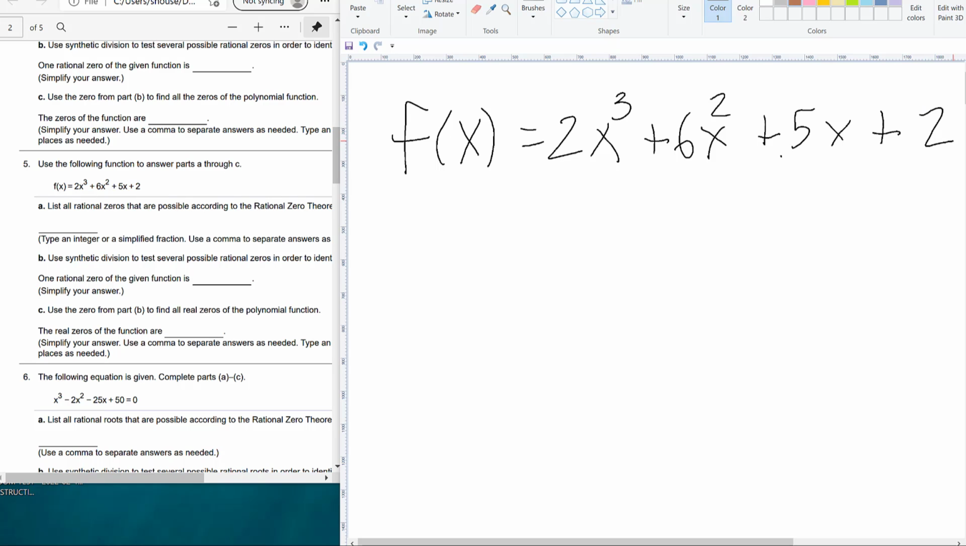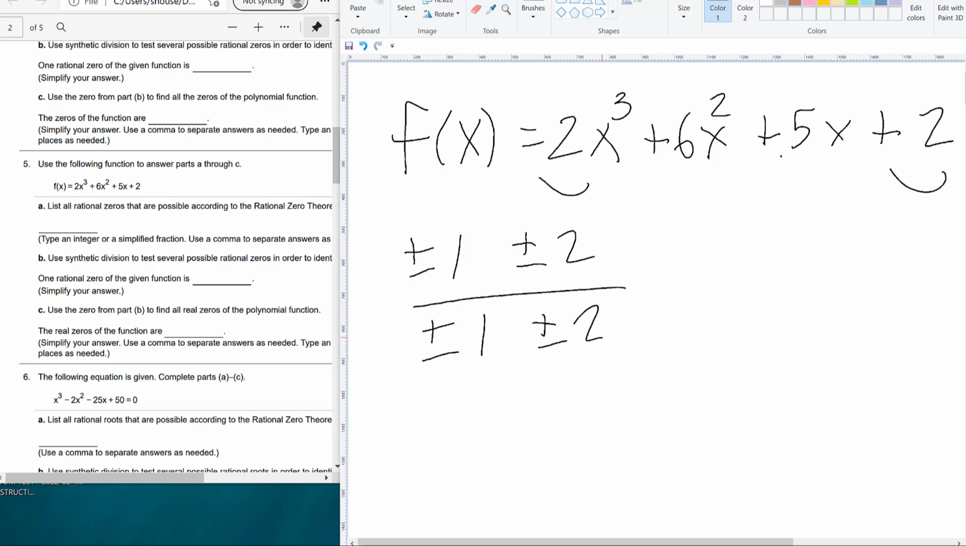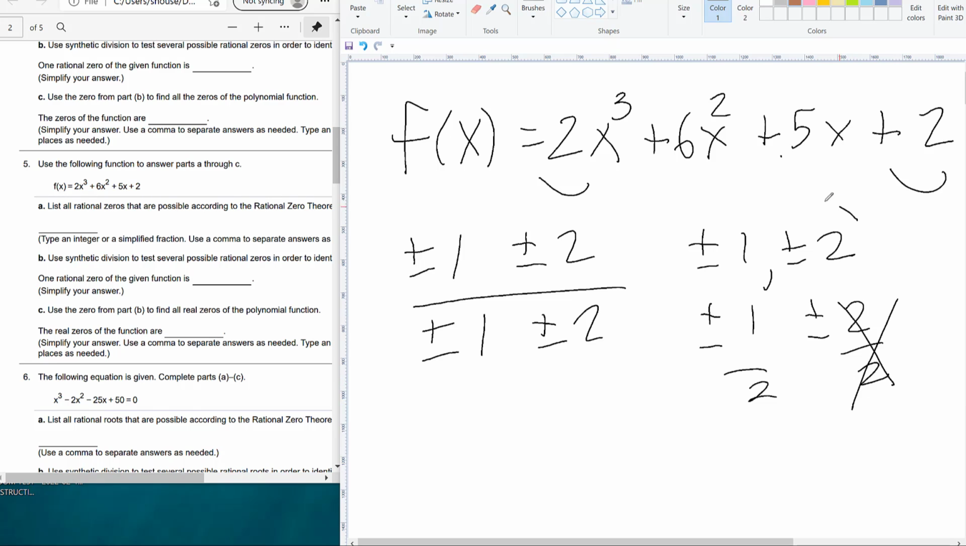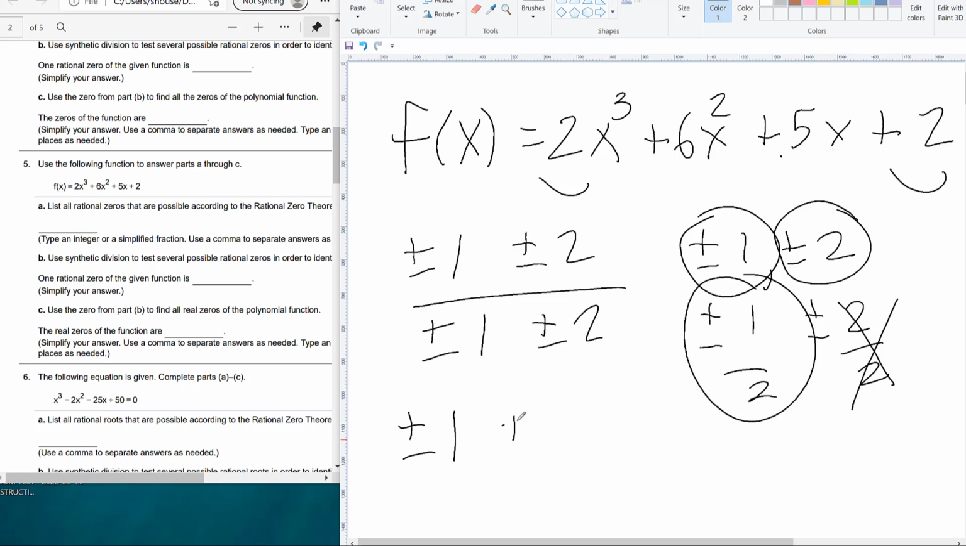First, they want us to list the possible rational roots. So that's going to be the factors of 2 over the factors of 2, plus or minus 1, plus or minus 2 over plus or minus 1, plus or minus 2. So the first time they'll be over 1, so they'll be plus or minus 1, plus or minus 2. And then when we put them over 2, plus or minus 1 over 2, plus or minus 2 over 2. And this reduces down to 1, so these are the 6 possible rational roots: plus or minus 1, plus or minus 2, plus or minus 1/2.